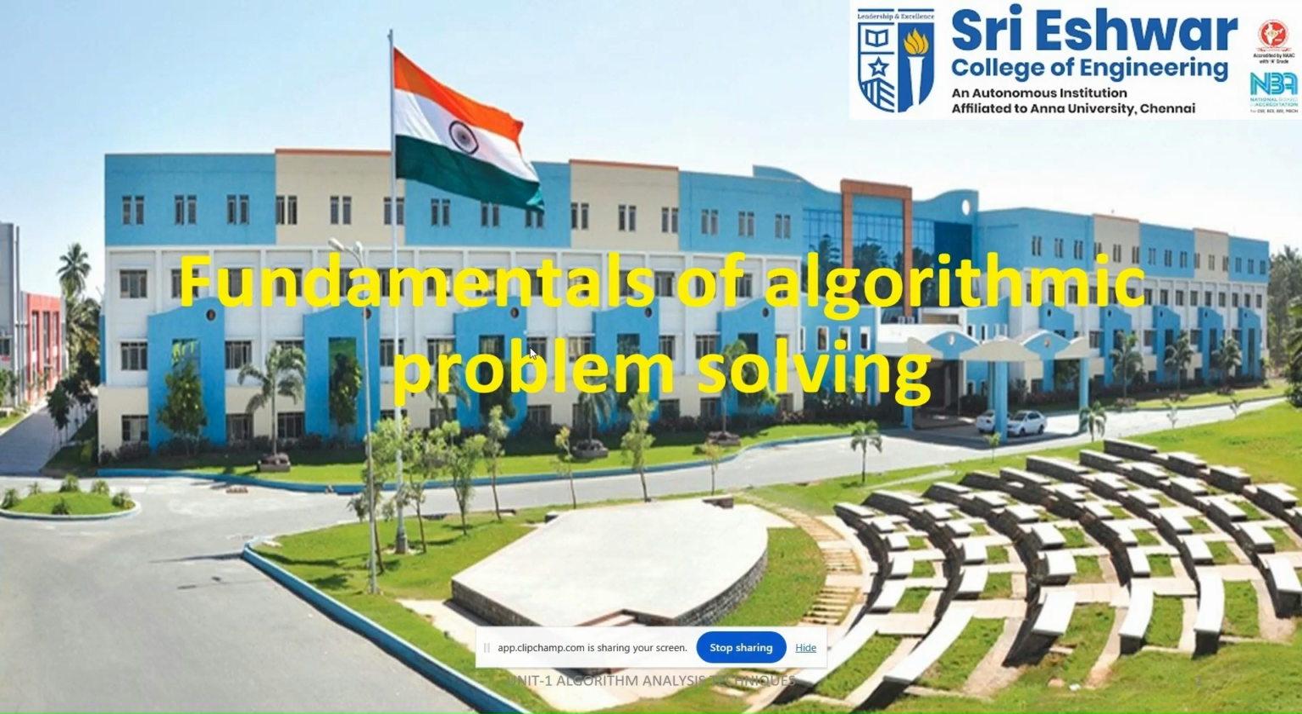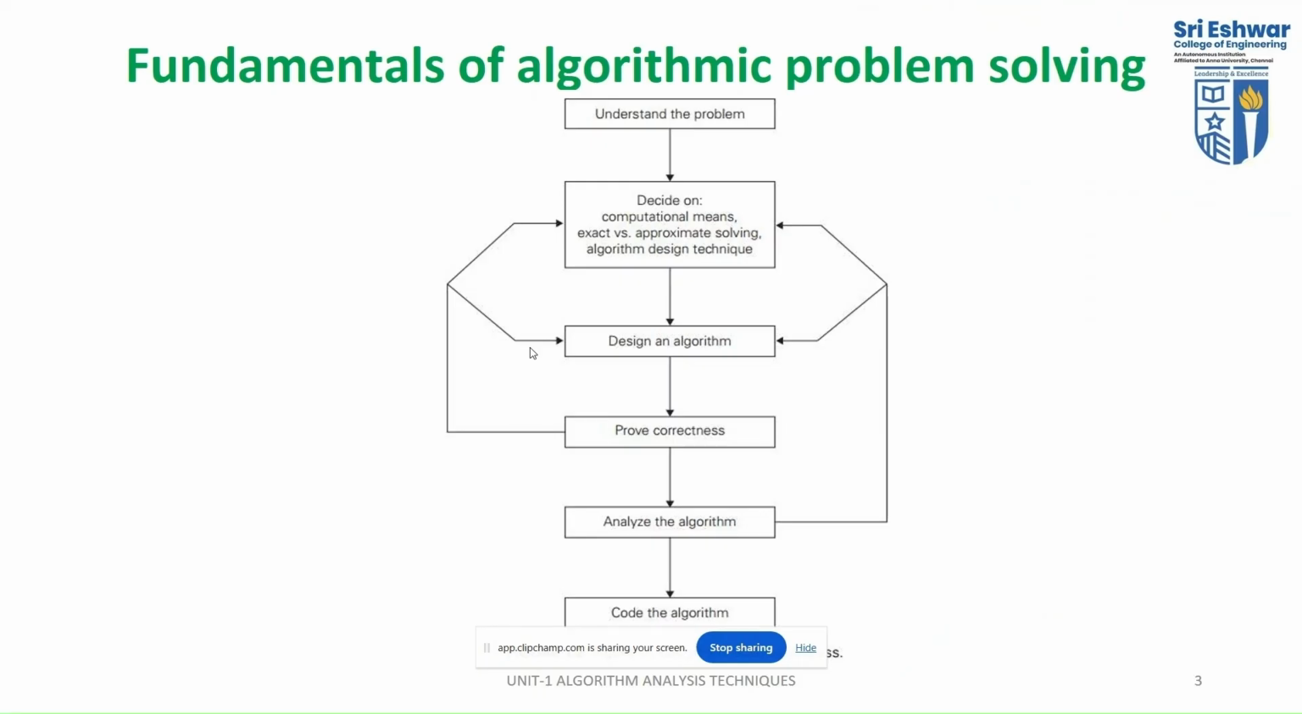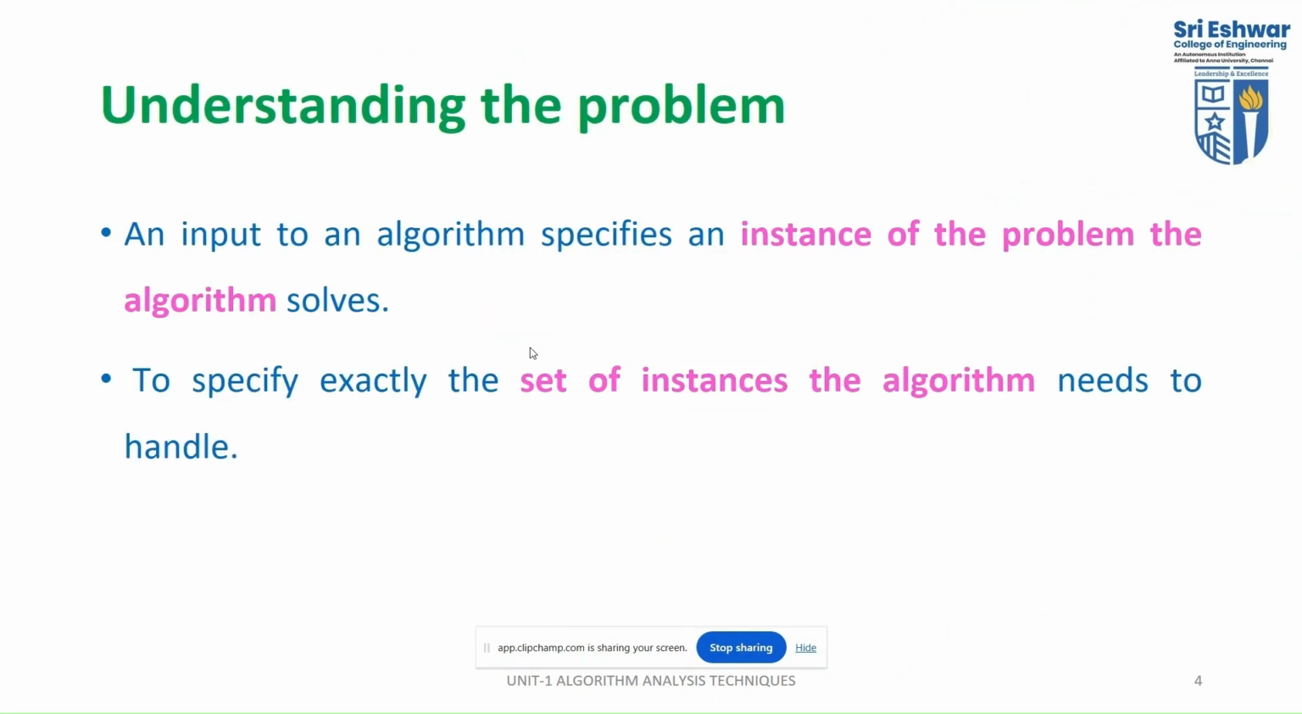So, today we are going to see about the fundamentals of algorithmic problem solving. So, these are the steps that are involved in the design and analysis of an algorithm. Let us see all these steps in detail. First step is understanding the problem. Before you can design an algorithm to solve a problem, it is critical to understand the problem thoroughly. The goal is to fully comprehend the problem's requirements and constraints.